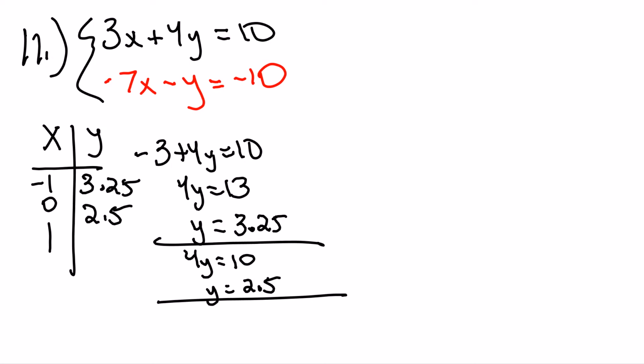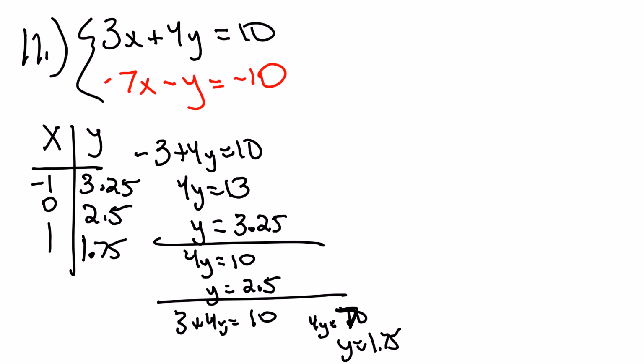Now I plug in 1. 3 plus 4y equals 10. I subtract 3 from both sides. I get 4y equals 7. So y equals 7/4, or 1.75. None of those are really nice. So they're going down by 0.75s. So if you wanted to do 2, 1, there's at least one nice point. But it's not really nice at all. So I'll at least do 2, 1 on there.